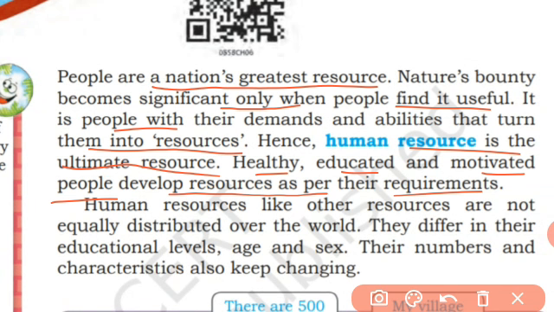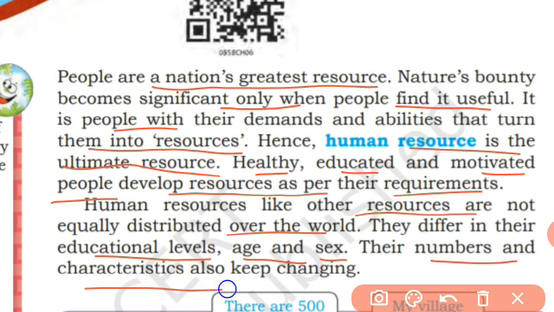Human resources, like other resources, are not equally distributed over the world. They differ in their educational levels, age, and sex. Their numbers and characteristics also keep changing.